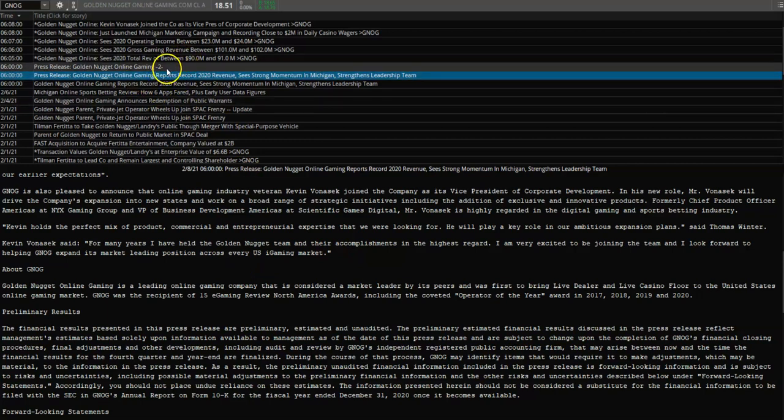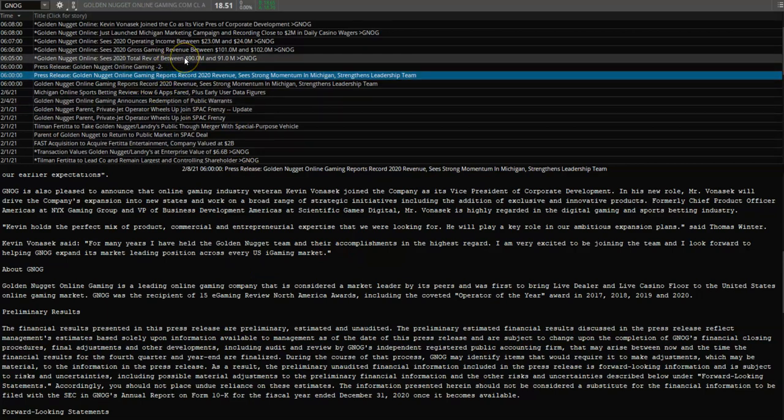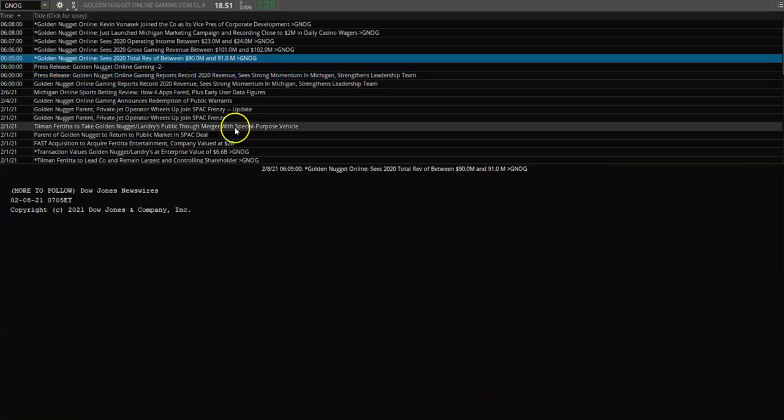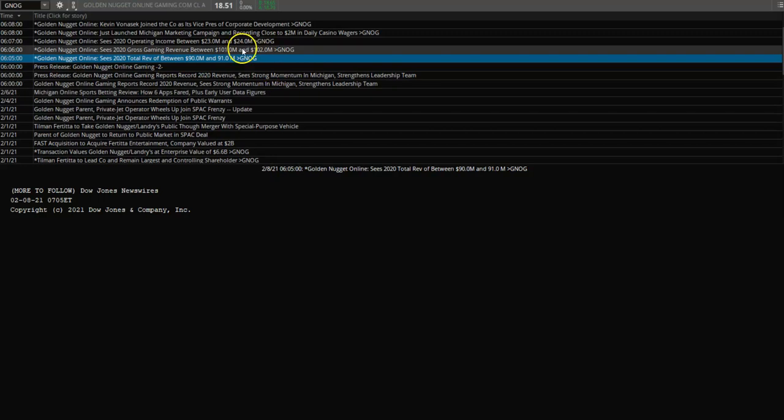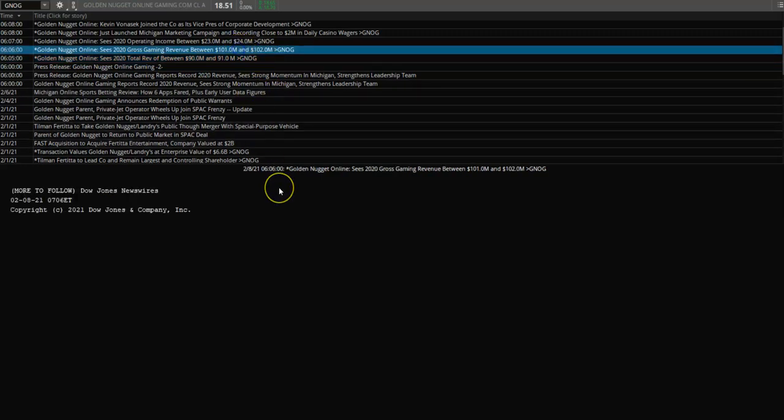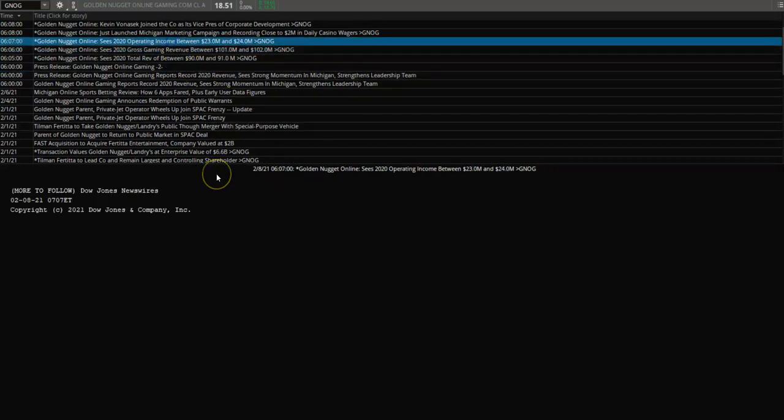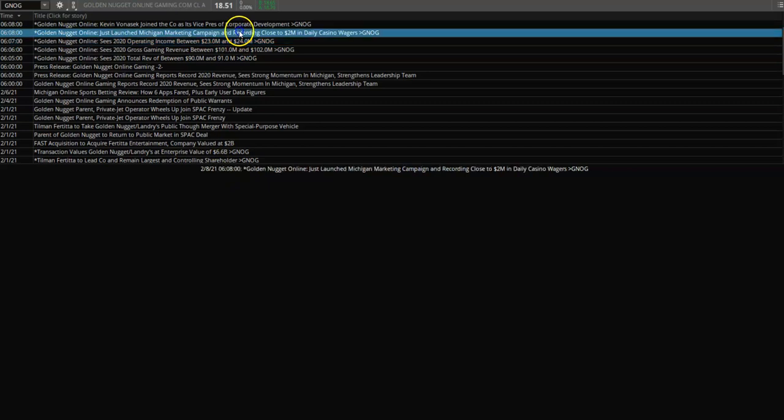But then you go up here and they say that Golden Nugget sees total revenue between 90 and 91 million, gross revenue of 101 to 102 million, and operating income between 23 and 24 million.